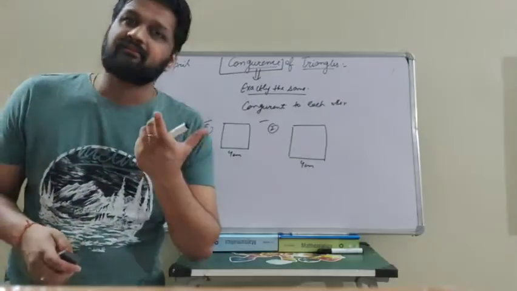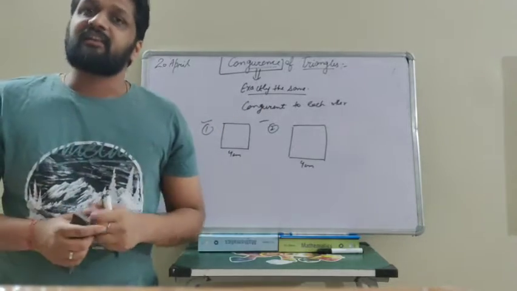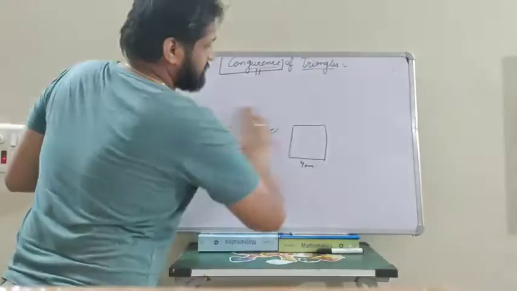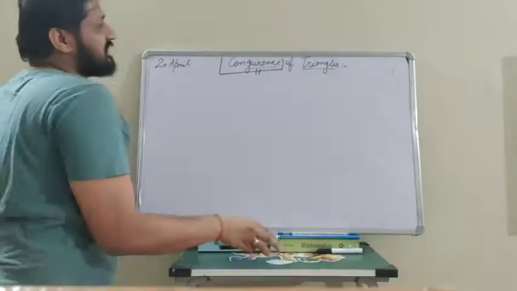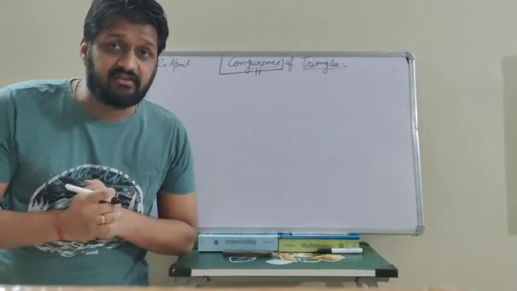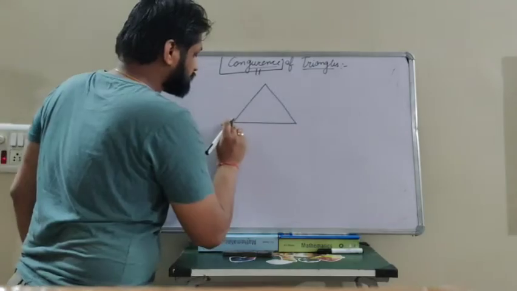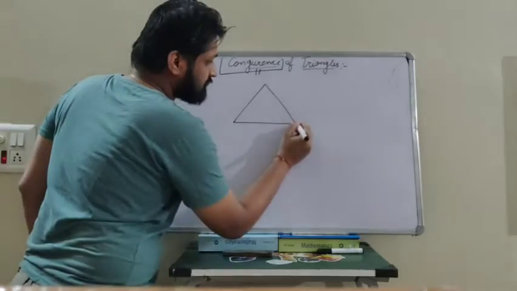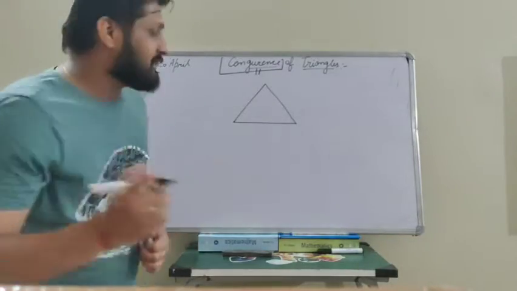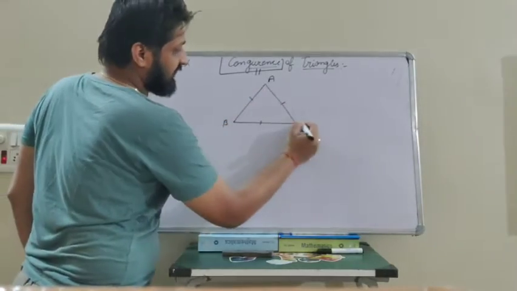So this is the basic meaning of the term congruency: exactly the same or identical in shape, size, area or perimeter. Now, as the name suggests, the chapter is congruency of triangles. Congruency of triangles means how triangles can be congruent to each other. As we know, this is a triangle. In a triangle, how many sides are there? 1, 2 and 3. The triangle ABC.